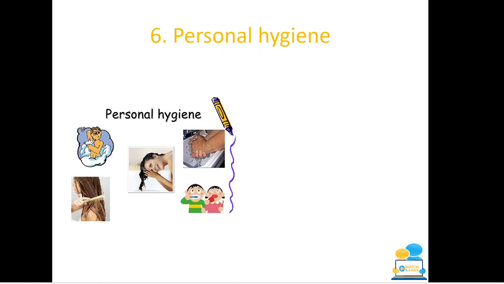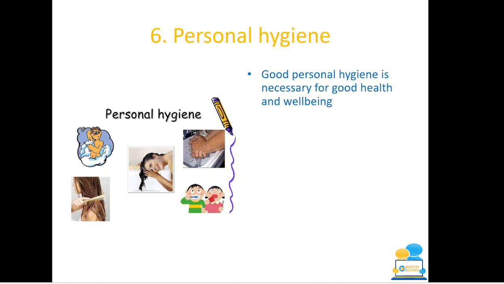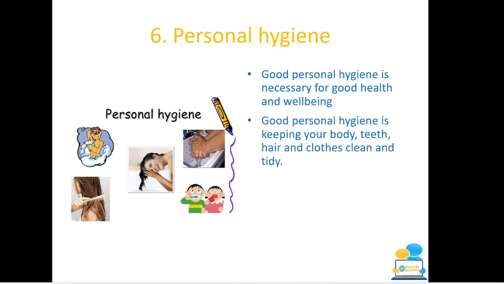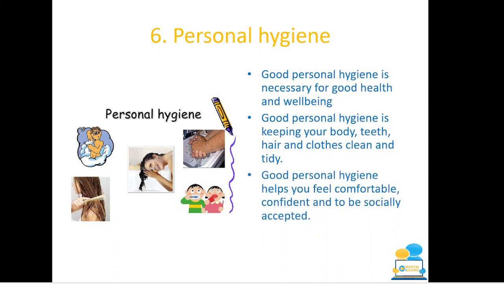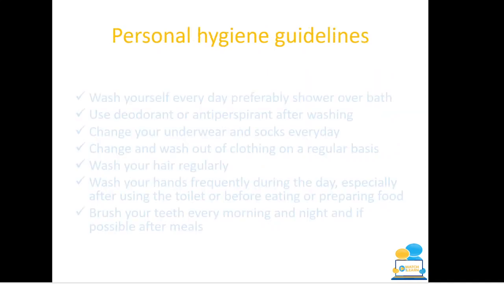So next thing we're going to look at now is the 6th section, which is personal hygiene. So personal hygiene is necessary for good health and well-being, okay? This is why we wash our hair and we wash our bodies, because we don't want it to become smelly, and then it means that you don't want to go out of the house because you're afraid of other people smelling you. So therefore, it's essential that you keep your body, your teeth, your hair, and your clothes clean and tidy, okay? It makes you feel more confident, more comfortable, and more socially accepted.